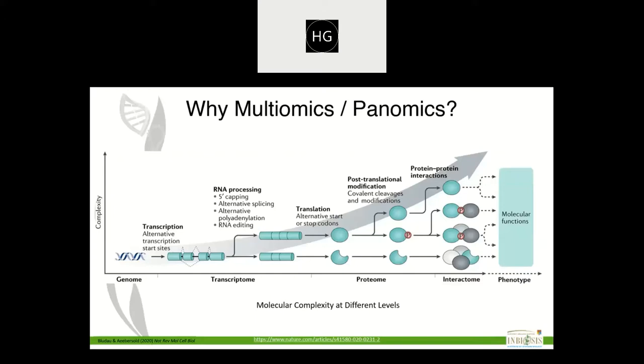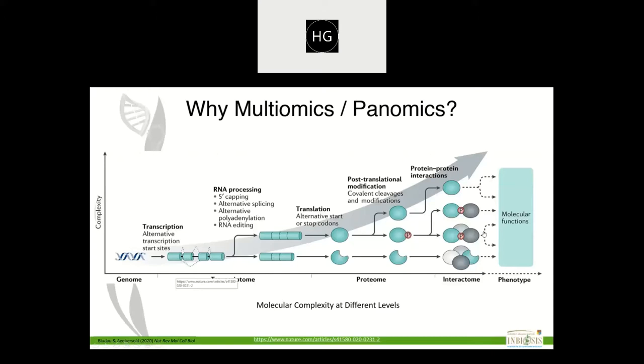Because at different molecular levels, you have different complexity, from the genome gene sequences, which are regulated by alternative transcription start sites with different isoforms, until RNA processing and translation into different proteins. Even at the protein level, you have post-translational modifications, and the interaction between the proteins and the resulting metabolites is what makes a phenotype or molecular function.